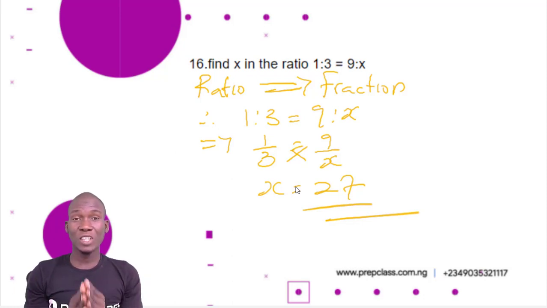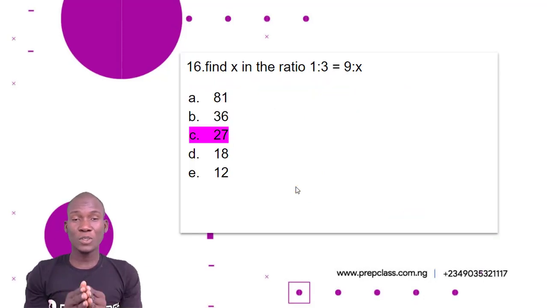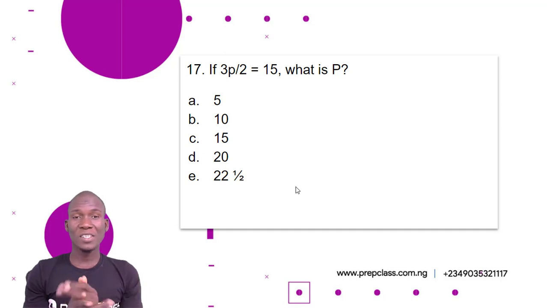So now let's check the options to pick the right option. So the right option here is option C, 27. So that is it. Now we move to the next question. Question 17. If 3p/2 equals 15, what is p?